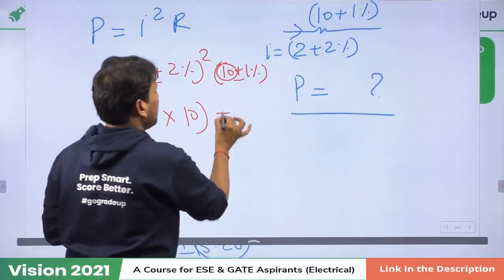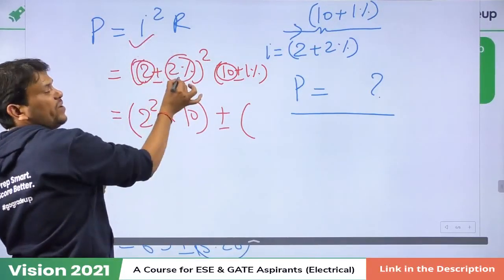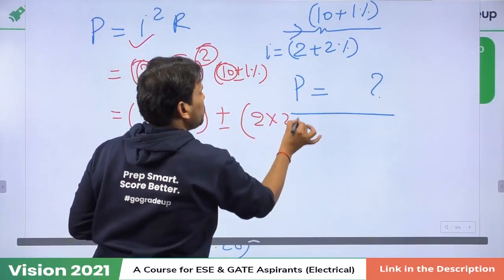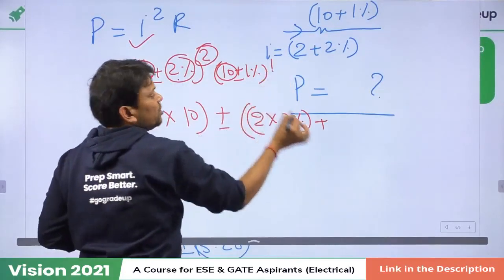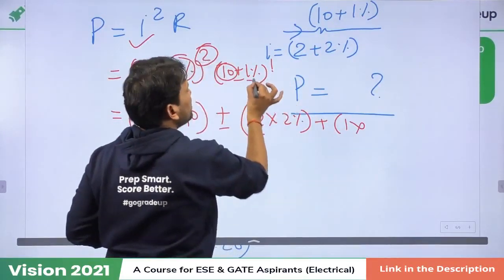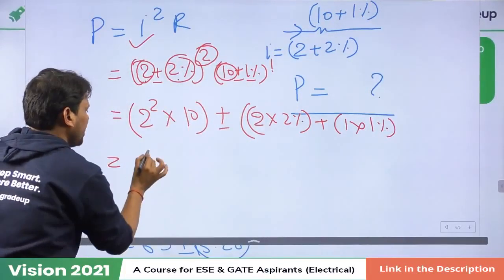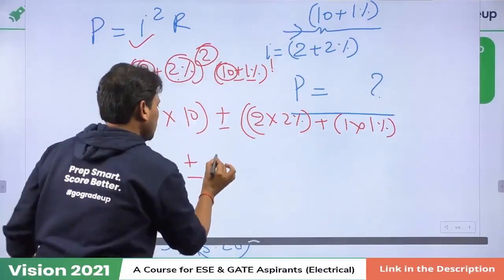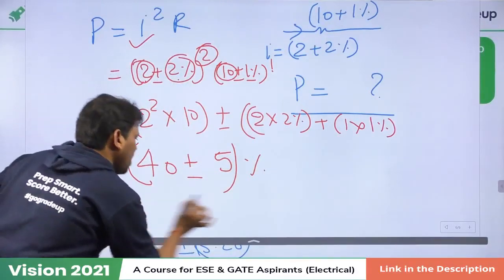Now the error in power is nothing but plus minus. How much error in current, dear friend? 2%, and the power of current is also 2. So 2 into 2% plus, how much power of resistance here, dear friend? 1. So 1 into percentage is 1. So what will be the final answer? 2 square into 10, so 40 plus minus 2 and this 1, so I think 5. So this is our final answer of power.